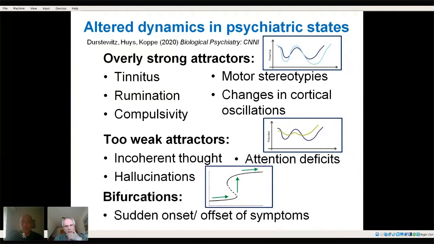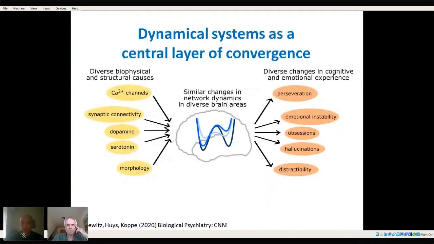Another important point, I think, is bifurcations. Bifurcations have been pretty well established by now in epilepsy. But they are also, in my mind, a likely explanation for, for instance, the sudden onset or offset of symptoms. I also think it's important to note that dynamical systems theory can serve as a sort of hub, a central layer of convergence, in the sense that many different changes at the biophysical level might give rise to very similar changes in attractor dynamics, and in turn, similar changes in attractor dynamics in very different brain areas, as I just tried to illustrate in some examples, might give rise to very different symptoms.